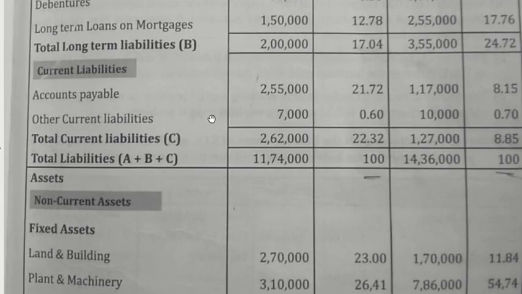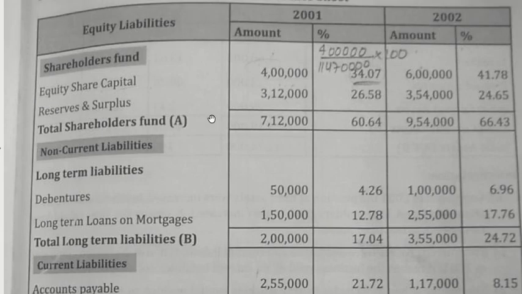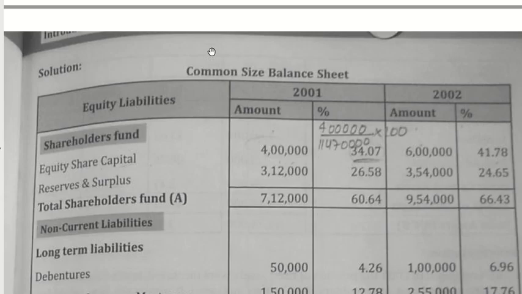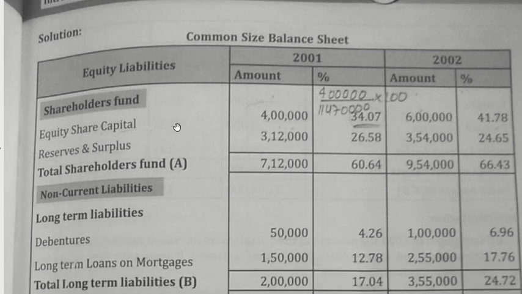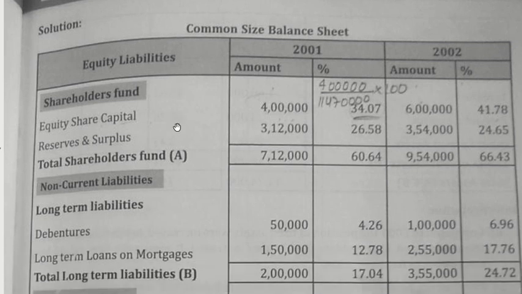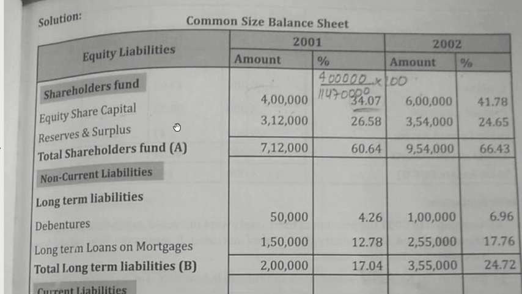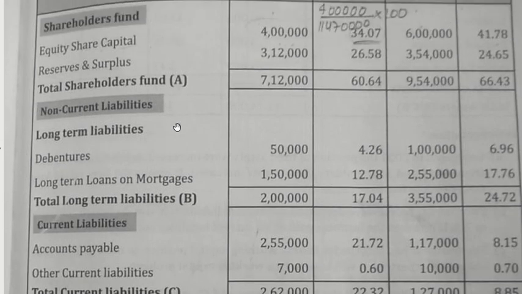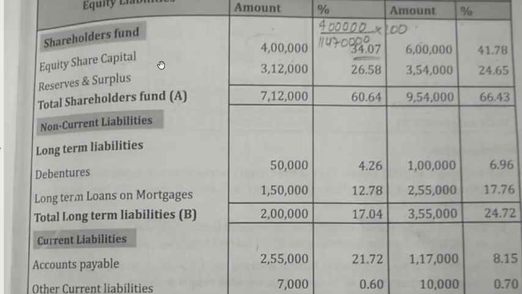So basically, for the first year, that is 2001 and 2002, if we look into the solution part, we start with the common size balance sheet, equity and liabilities. So you start with the same format as we used for the comparative balance sheet. So it will be shareholders fund. Under that you will take all the things which come under the shareholders fund.